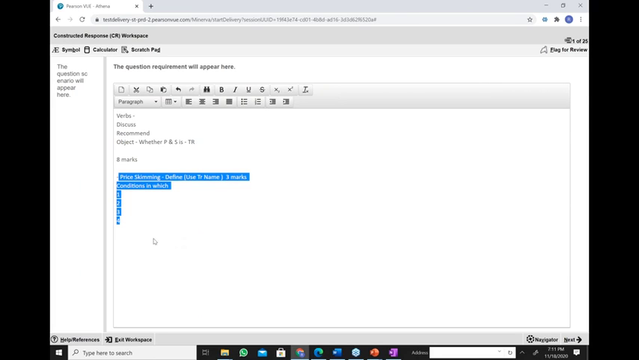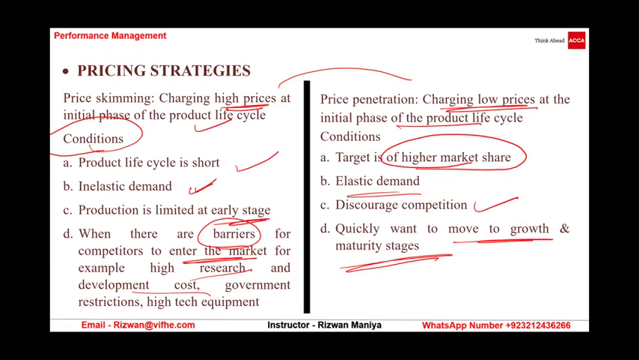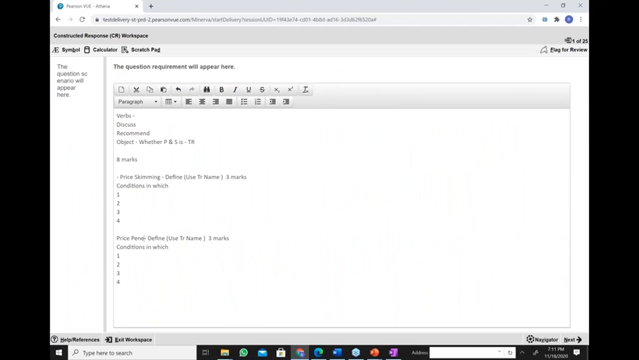Then, use the same strategy and write about penetration. Same, charging lower prices. So write like this: if TR charges lower prices for the anti-malaria drugs, the price will be low, and this is used in a condition, and mention the conditions. Use TR name regularly. Are you getting my point?